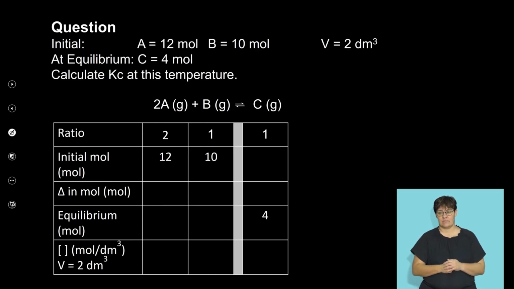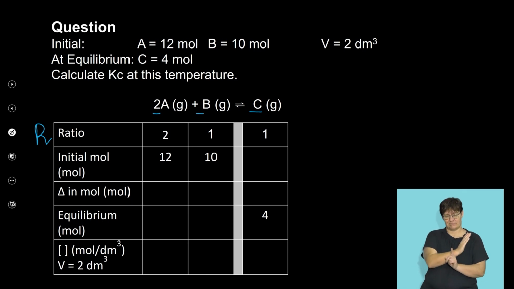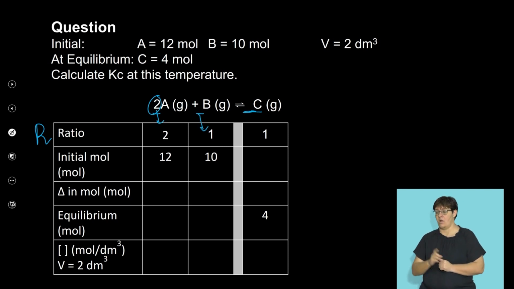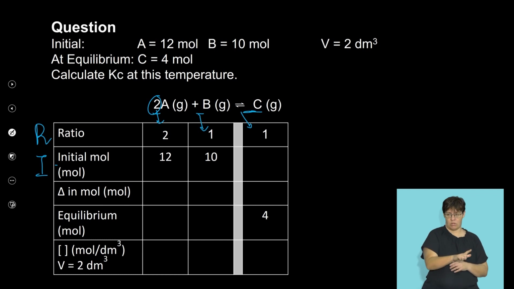We call it the RICE table. The R comes from the ratio, and this ratio, as you can see, is actually the coefficient of your balanced equation. So we have a 2 for A, a 1 for B, and a 1 for C. I also want you to see that the next row, the I in the RICE table, is for the initial moles of my A, my B, and my C.